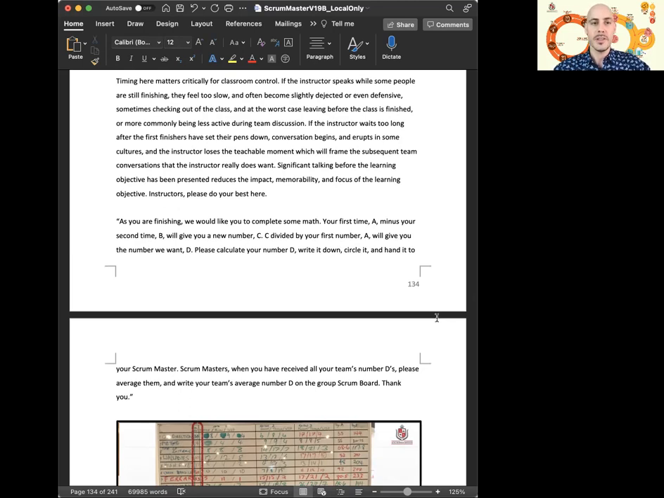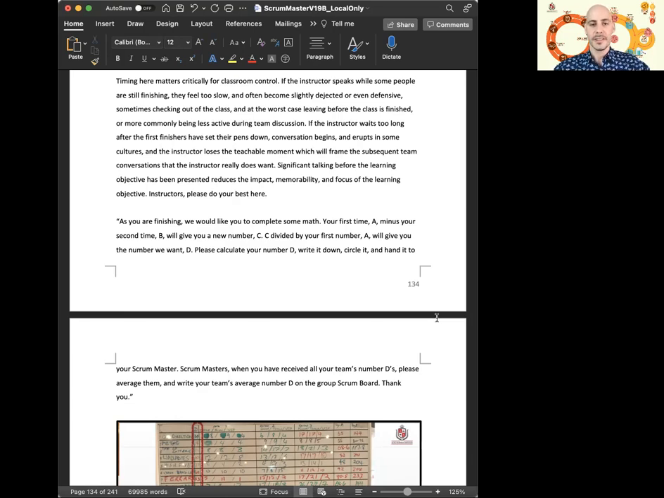If the instructor waits too long after the first finishers have set their pens down, conversation begins and erupts in some cultures, and the instructor loses the teachable moment, which will frame the subsequent team conversations that the instructor really does want. Significant talking before the learning objectives has been presented reduces the impact, memorability, and focus of the learning objective. Instructors, please do your best here.